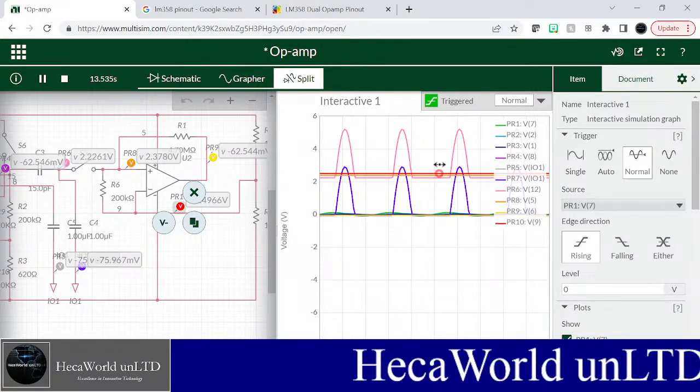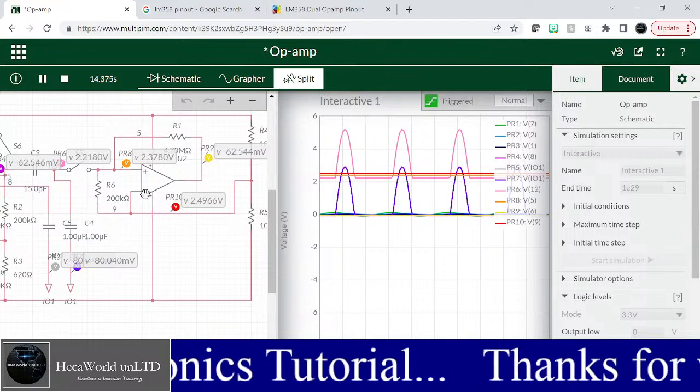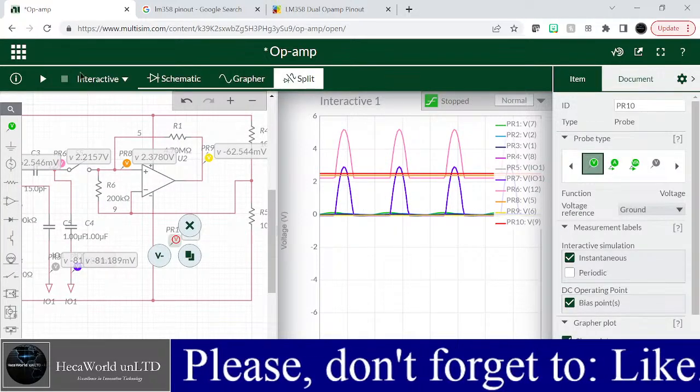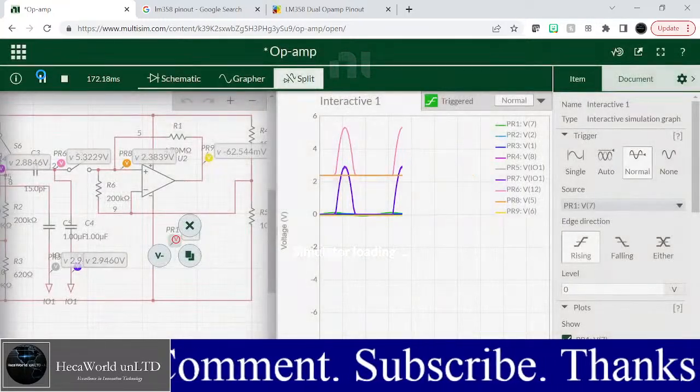And you can see that demonstrated right away. That has just been demonstrated. All right, so let me pull that off and run the simulator. It's going to complain because that probe is not connected anywhere.